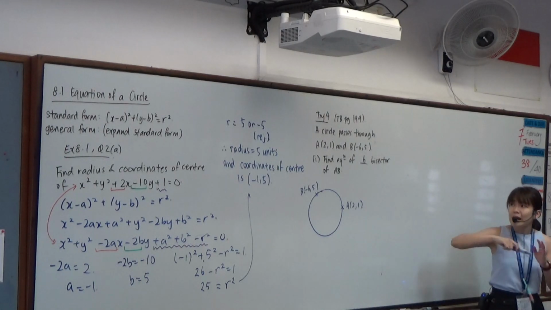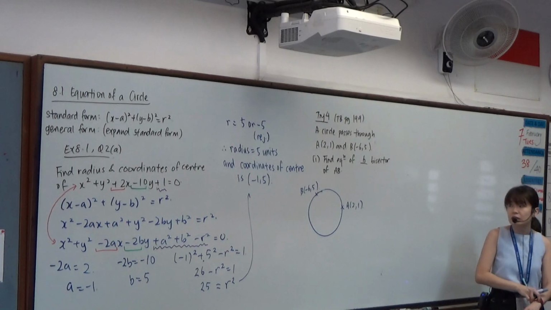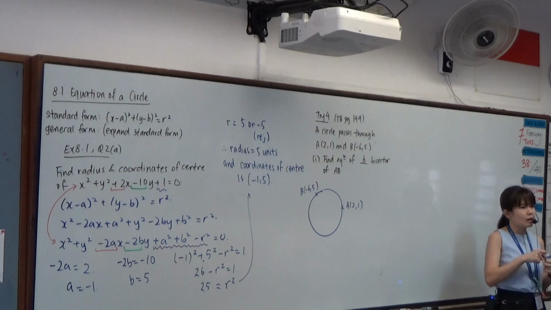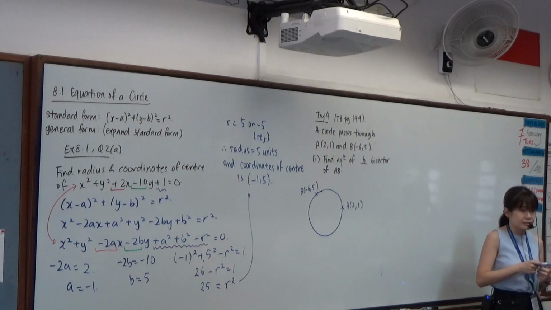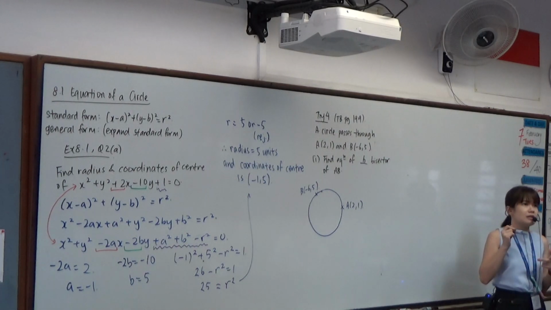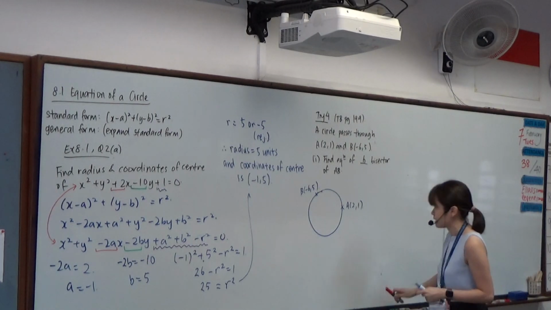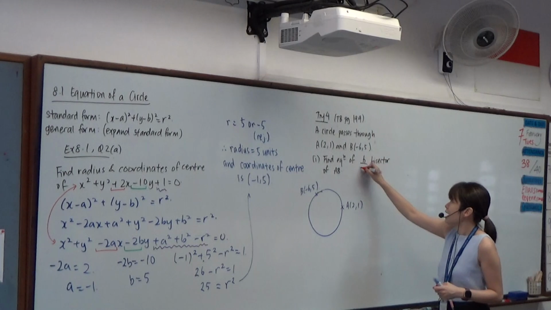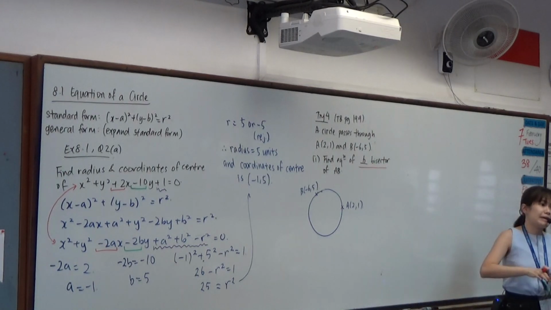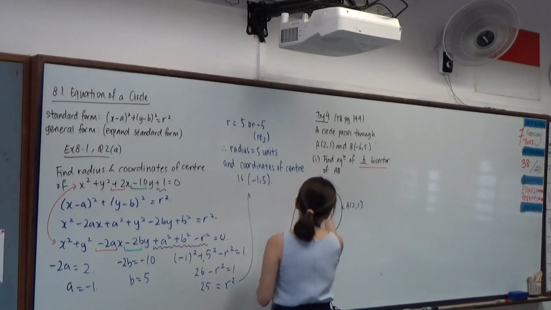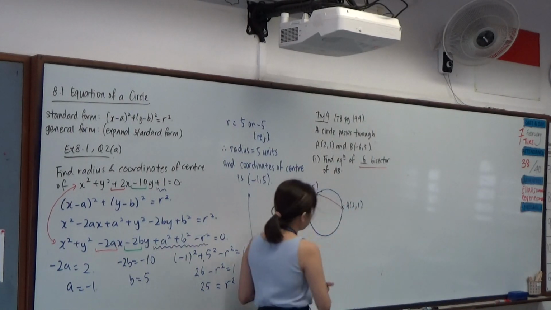So for part i, we want to find the equation of the perpendicular bisector of AB. This is where you need to be familiar with certain properties which you studied in E-Maths last year, as well as in coordinate geometry in A-Maths. Regarding the perpendicular bisector, perpendicular means 90 degrees. Perpendicular to what? Perpendicular to AB. So we can draw a line segment AB over here.